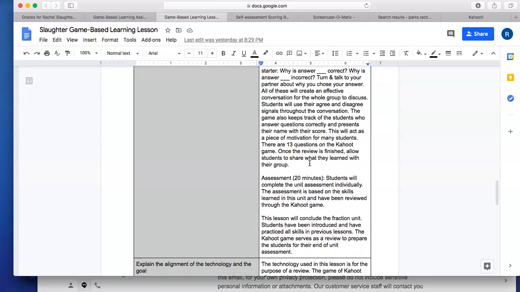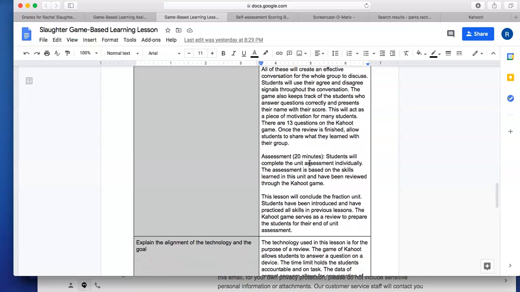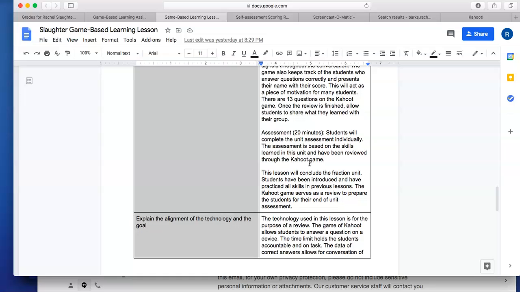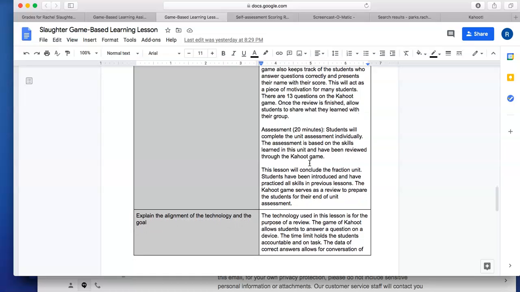Once the review is finished, that is when students will share what they have learned with their group, and then we will take the assessment. Students will complete the unit assessment individually, and the assessment is based on the skills learned in this unit, so it's pretty much everything that's in the Kahoot.